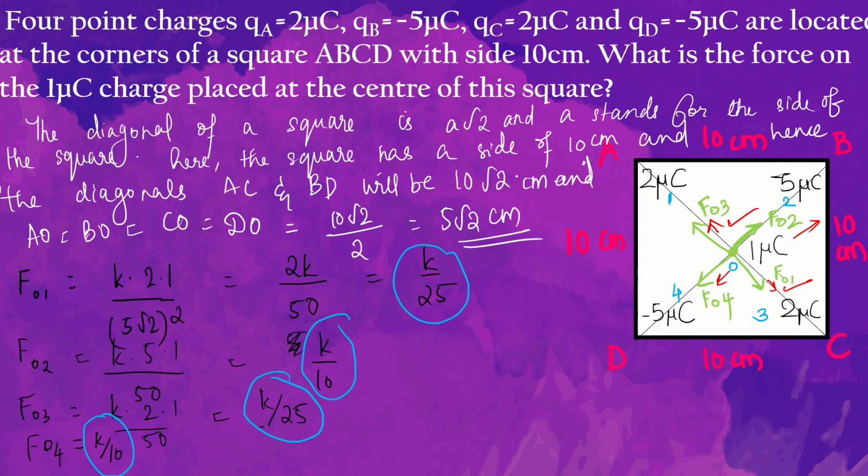Okay, and also remember this, don't write this in your exam, I've just written this so that you will understand how we got it. Okay, the diagonal of a square is a root 2, where a is the side. Here we have been given 10 centimeter as the side, so the diagonal will be 10 root 2, but we are not using the diagonal, we are taking half of the diagonal, only AO we need. So 10 root 2 by 2, 5 root 2 centimeter. Then we find each of the forces experienced.